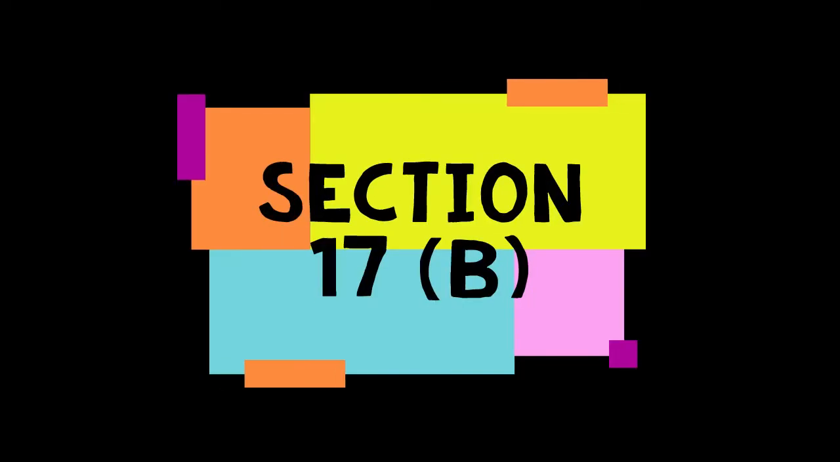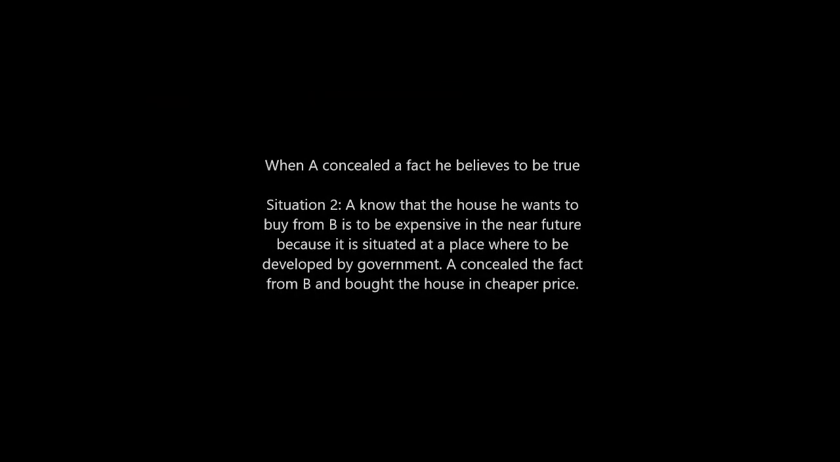Section 17, clause b. Situation 2. A knows that the house he wants to buy from B is going to be expensive in the near future, because it is situated at a place to be developed by the government. A concealed the fact from B, and bought the house at a cheaper price. So A frauds B.